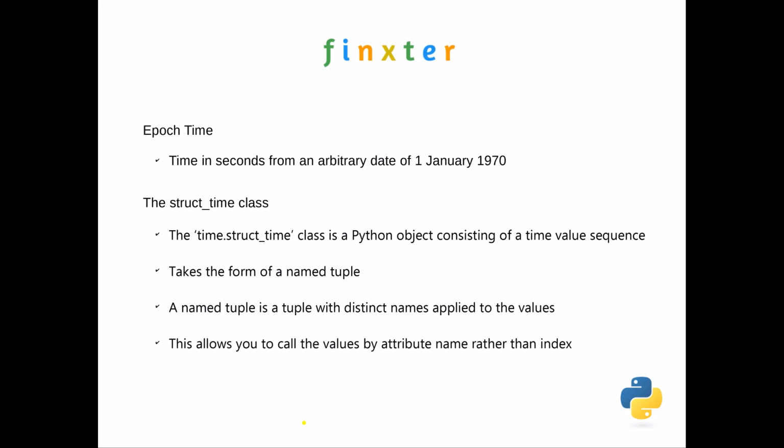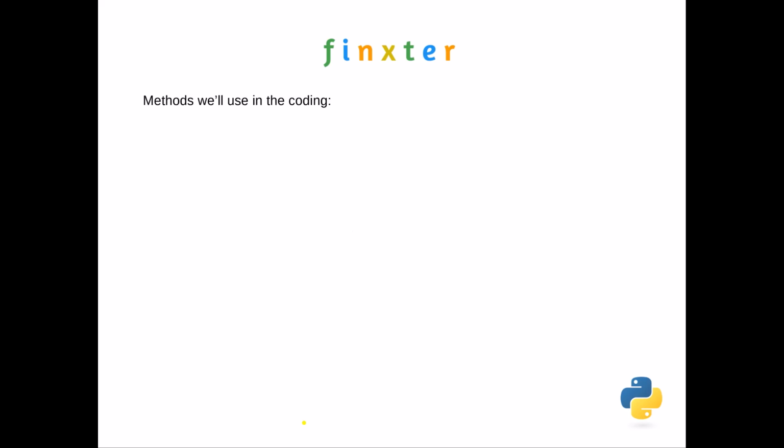And so what this allows you to do is, instead of, say, with a tuple of 6 items in it, we would call it by index from 0 through 5. With a named tuple, we can actually apply names to each of those 6 values. And so we can call those values by the attribute or by the name rather than the index. We can still use the index, and we'll show you that too, but it just makes it a lot easier. And we'll be using that with the struct_time class.